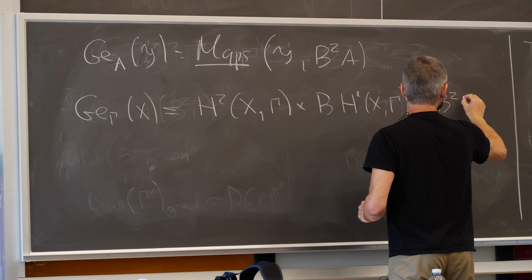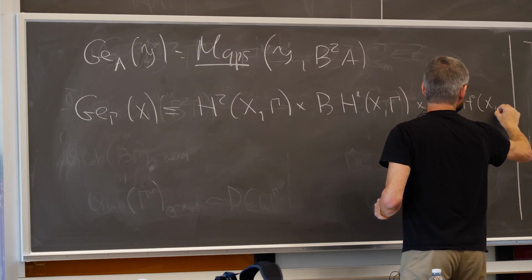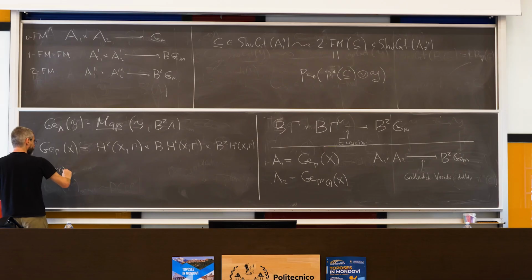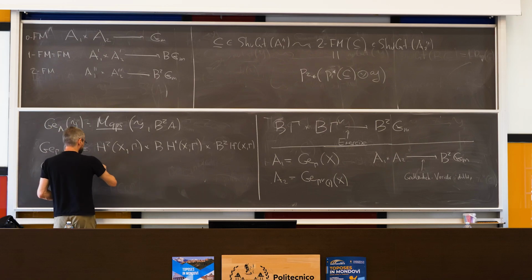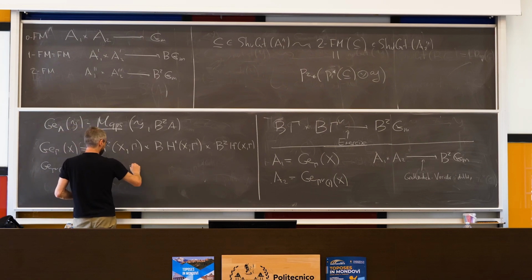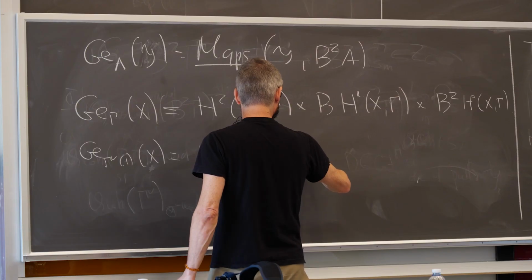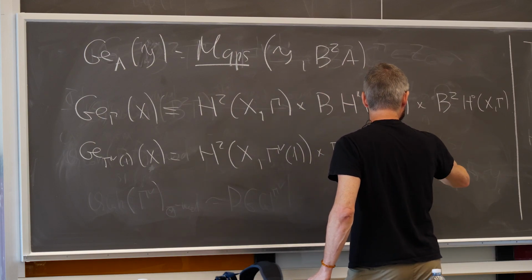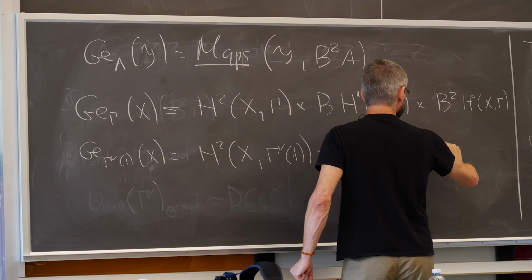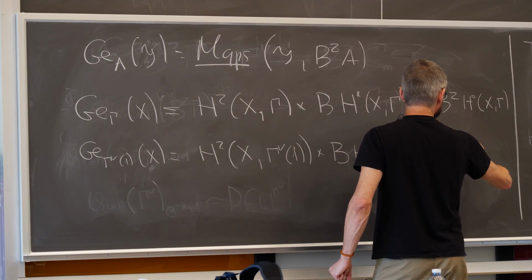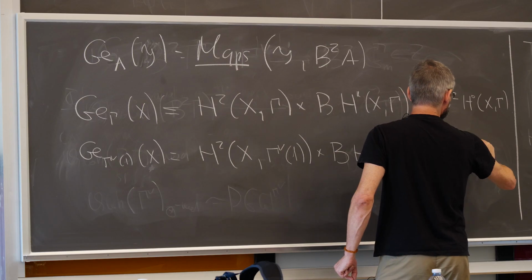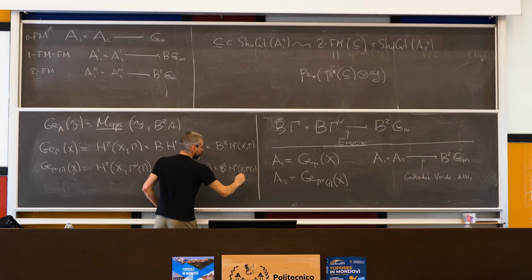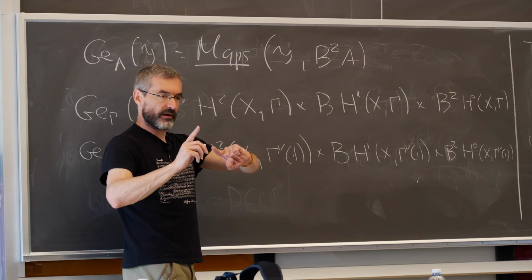times B2H0. And if you do it for this twisted dual, let's see what we have. We have, well, H2, H0. So, and I claim that all of these guys will pair crisscross.